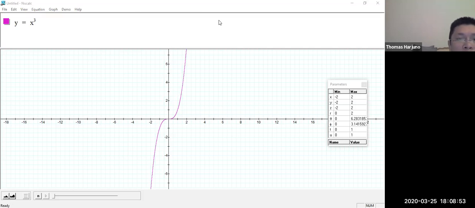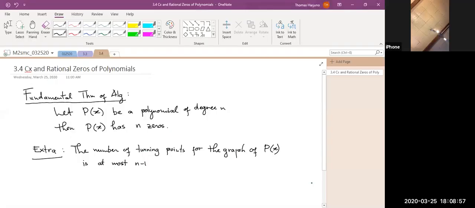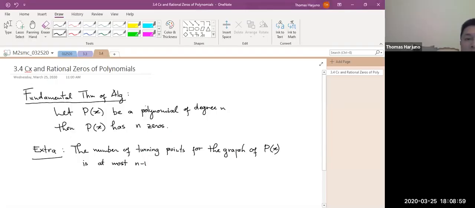Let me go back to our main screen. The Fundamental Theorem of Algebra is, in my opinion, the easiest theorem, actually, maybe for the whole semester. Let me go on. Then another theorem comes up. Well, it doesn't really take long.